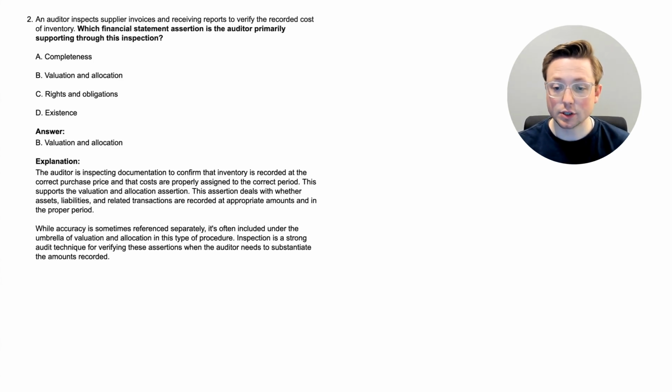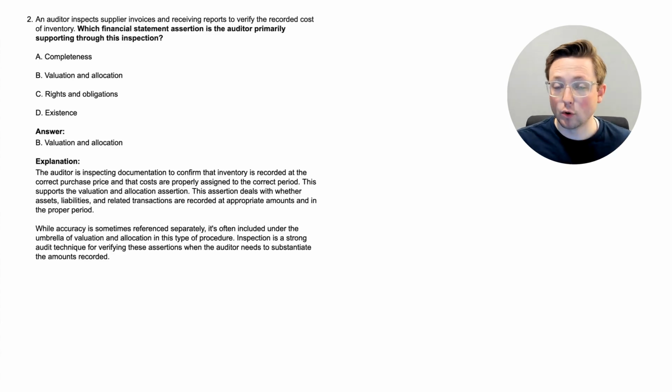Like I said, this assertion deals with whether assets, liabilities, and related transactions are recorded at appropriate amounts and in the proper period. And I basically just said that in a couple different ways. While accuracy is sometimes referenced separately from valuation and allocation, it's often included under the umbrella of valuation and allocation in this type of procedure. So by the way, frequently you will see valuation, allocation, and accuracy as one assertion, even though technically they can be separate assertions, but very frequently they are sandwiched together. Inspection is a strong audit technique for verifying these assertions when the auditor needs to substantiate the amounts recorded.